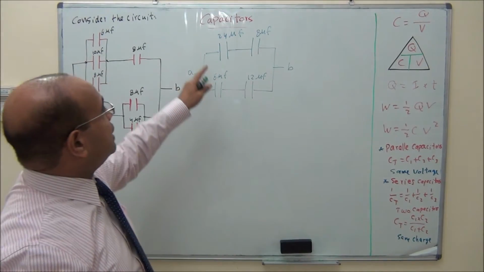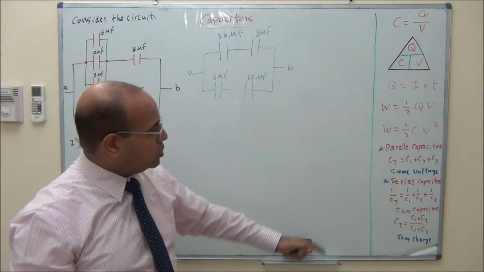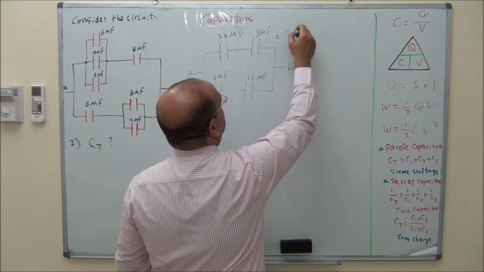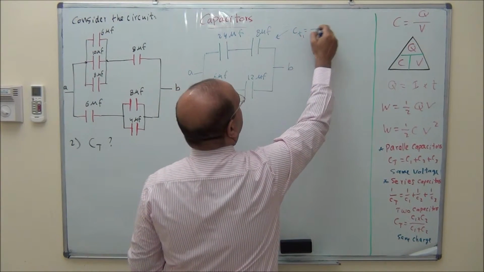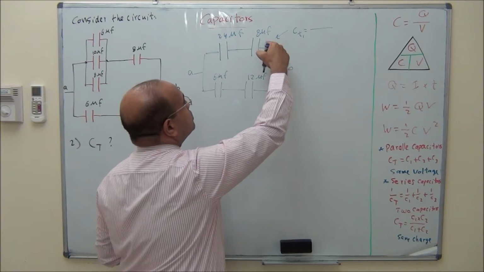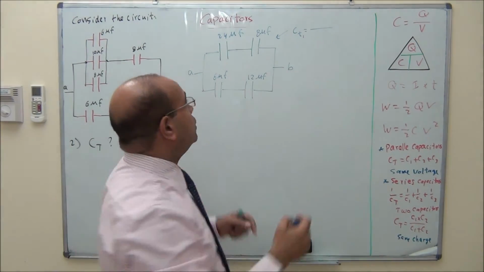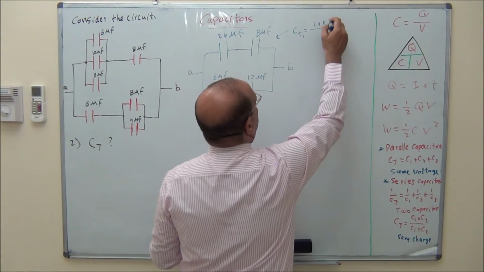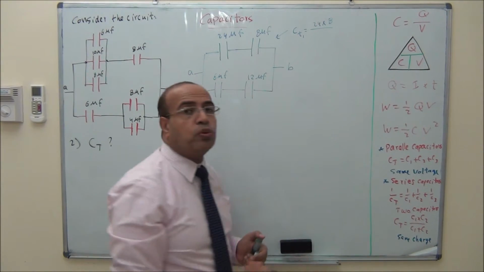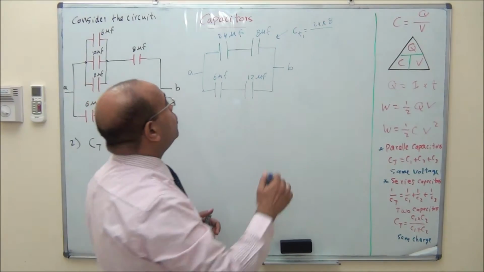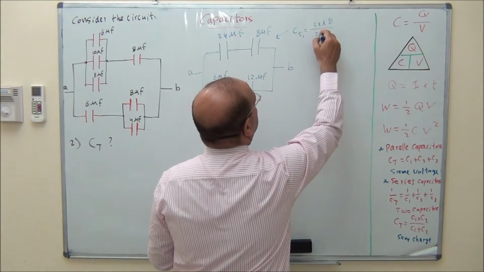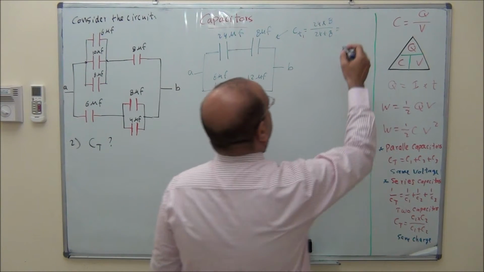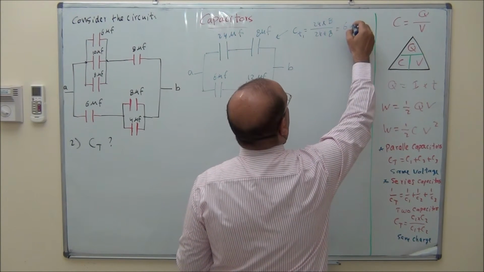Simplify more. The 2 capacitors are in series, so we use this formula. So we can get C total of this one. So C total equals the C1 times the C2 over C1 plus C2. So it is 24 multiplied by 8. Why we use this? Because they are 2 capacitors in series. Over 24 plus 8. We use the calculator to get this answer. So the answer here, it is 6 microfarad.